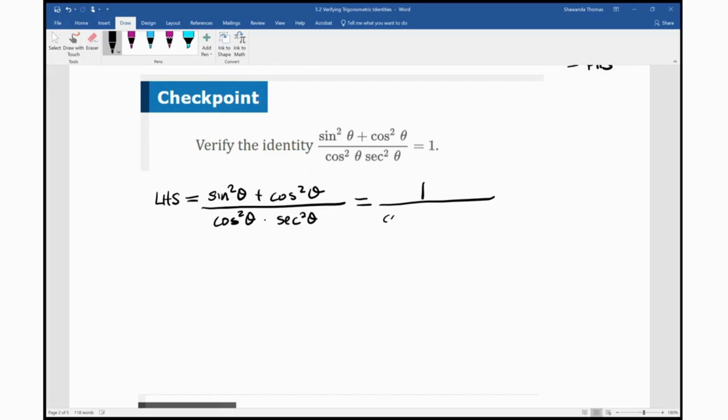So we have cosine squared theta. And what do we know secant squared theta is equal to? Not secant theta, but secant squared theta. It's 1 over cosine squared. So when those two cancel out, then we get to 1 real quick.